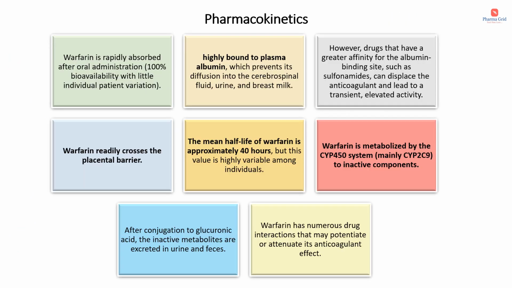Pharmacokinetic profile of warfarin. Warfarin is rapidly absorbed after oral administration, that is 100% bioavailability with little individual patient variation. It is highly bound to plasma albumin, which prevents its diffusion into the cerebrospinal fluid, urine and breast milk. However, drugs that have a higher affinity for the albumin binding site, for example sulfonamides, can displace the anticoagulant and lead to a transient elevated activity. Warfarin readily crosses the placental barrier, so it is contraindicated in pregnancy.